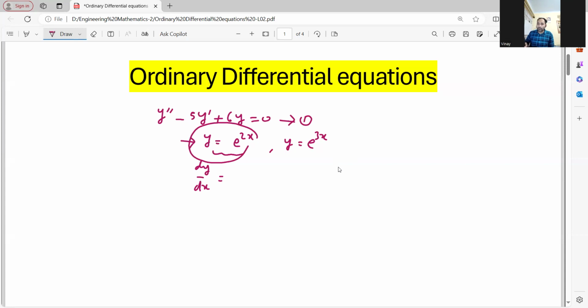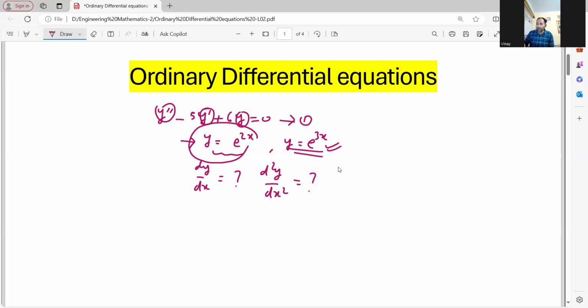You will calculate dy by dx and then you will calculate d2y by dx square, and then you will put these values, this one, and the value of y itself. So it should basically satisfy the given differential equation. Okay. Similarly, y equal to e to the power 3x also, right? I'm not going to do it here. My purpose is to show what you mean by those solutions.